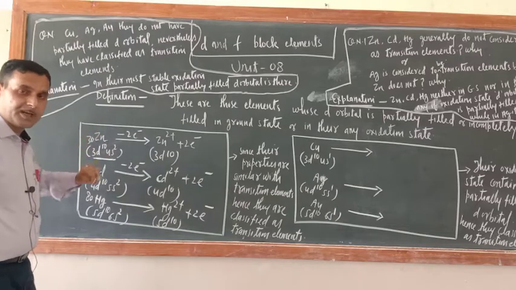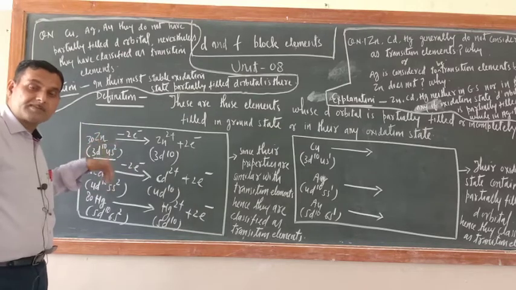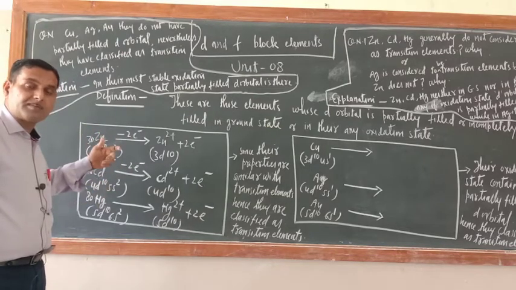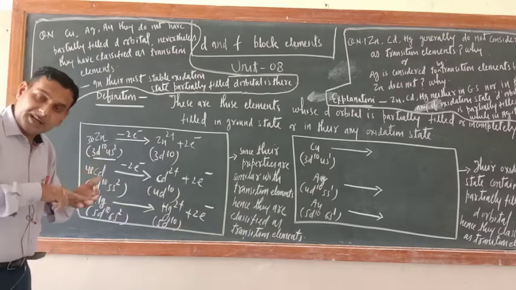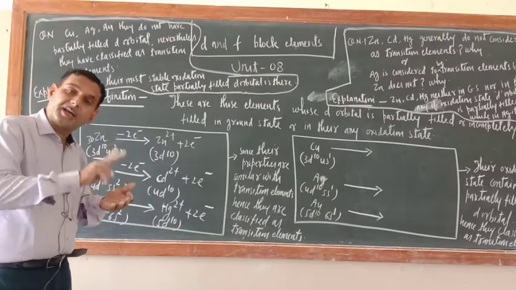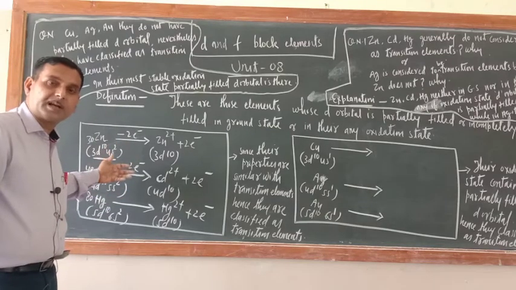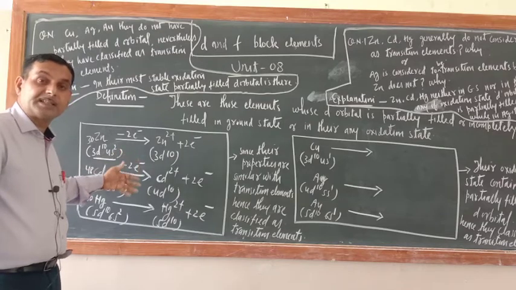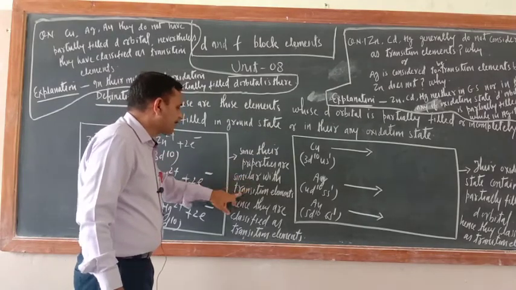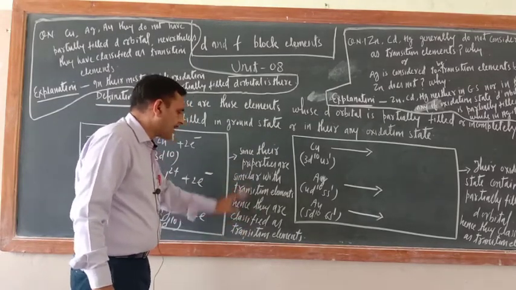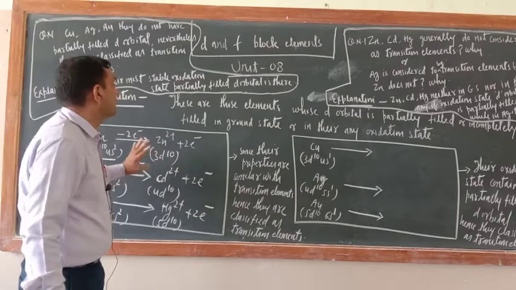But if you see carefully, zinc is the last member of the first transition series, cadmium is the last member of the second transition series, and Hg is the last member of the third transition series. Neither in their ground state nor in any oxidation state is a partially filled d orbital there; a completely filled d orbital is there. Nevertheless, they are classified as transition elements, since their properties are similar to transition elements. But generally, they are not considered to be transition elements.